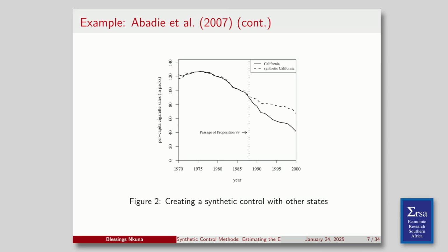So here's a synthetic version of the gray lines when they are all combined using the optimal weights. You find a line like this. As you can see, they move together over time until they get to the point where the policy starts, and then you see a divergence.